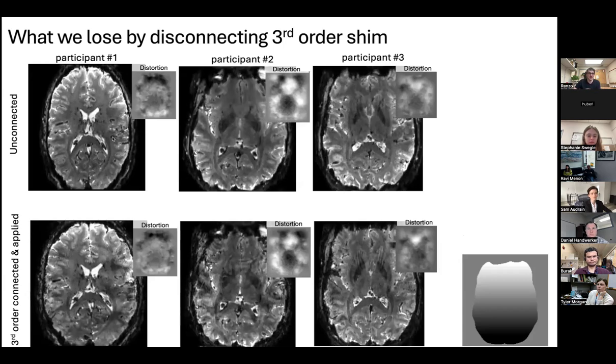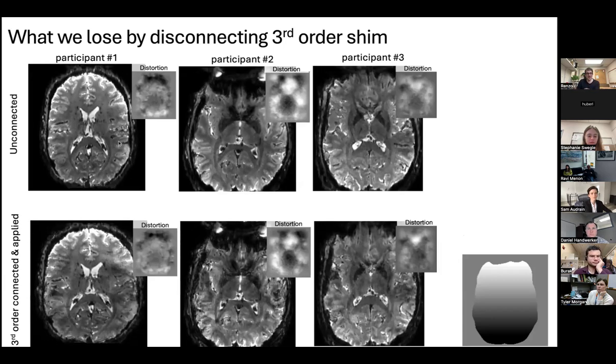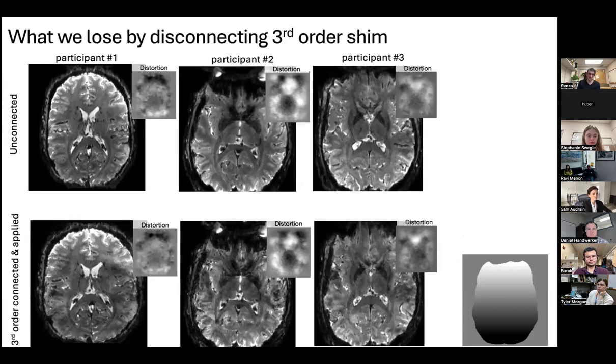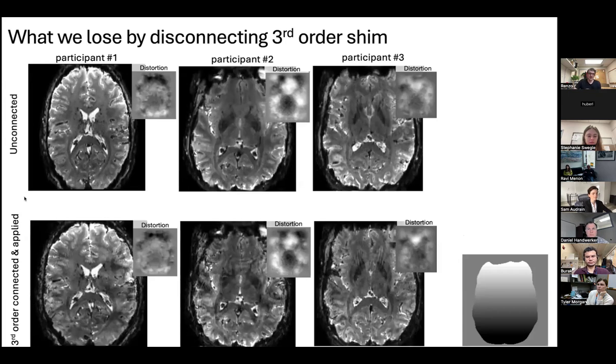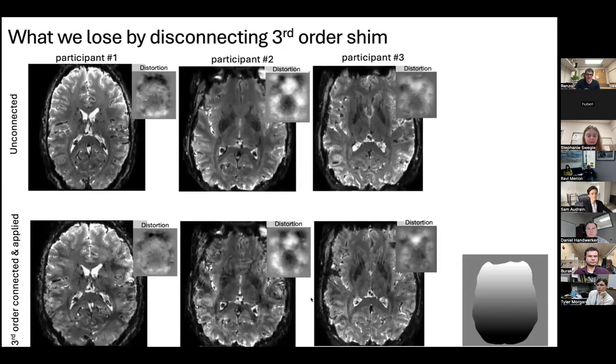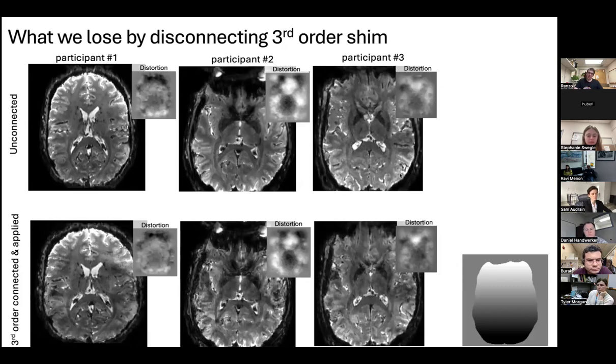So I guess the obvious thing that you see is that there are huge distortions, right? No question. But they're pretty much huge anyway, whether you use the third order shim or not. And maybe the next biggest thing that you see are these dark artifacts that we always have, which are not there when we unplug the third order shim.